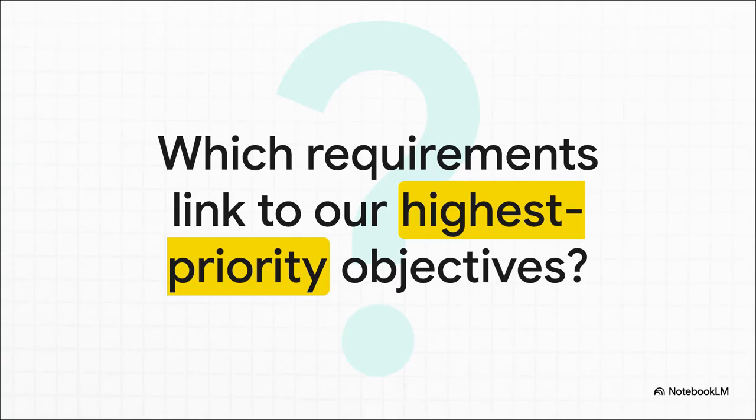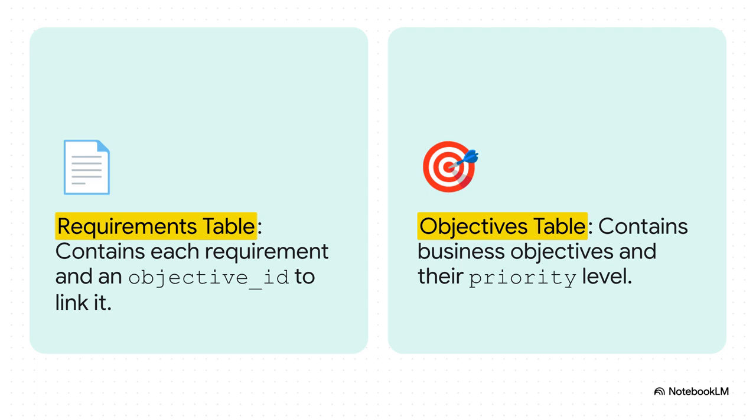Now think about a question like this. Answering this is absolutely crucial if you want to make sure your project is actually delivering value. But what if your requirements are stored in one system and your business objectives are tracked somewhere else? How do you possibly bridge that gap? You've probably seen this 100 times. Our data is split, we have one table for requirements and a totally separate one for objectives. But look closely. They both have one piece of information in common, that objective_ID. That shared key is the bridge we're going to use.